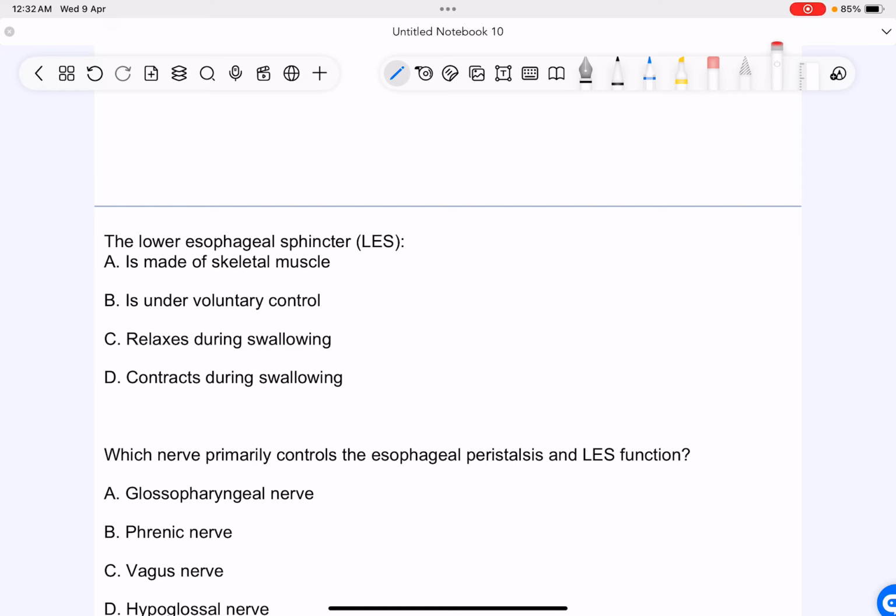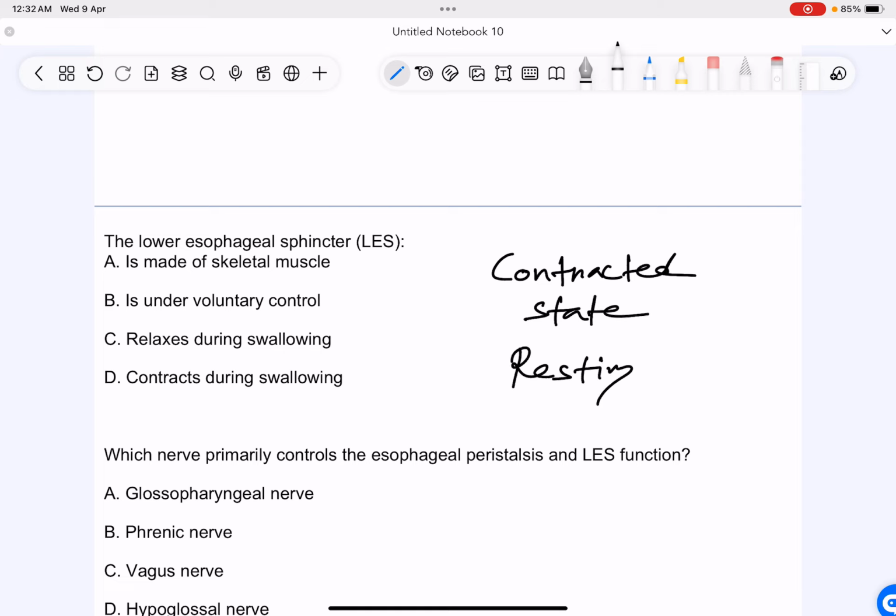The lower esophageal sphincter is composed of smooth muscle, not skeletal muscle, and it is normally contracted at a resting state. So when you are resting, it is in a contracted state, but when you swallow, it will open.